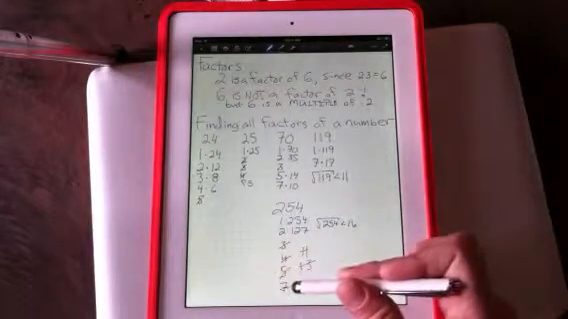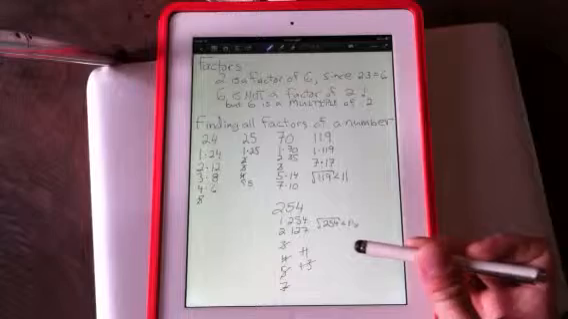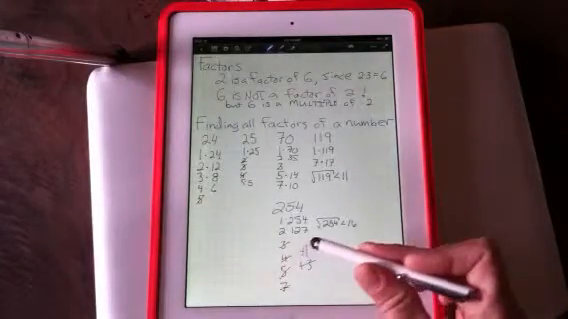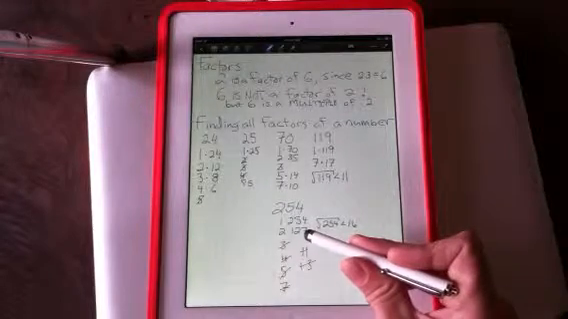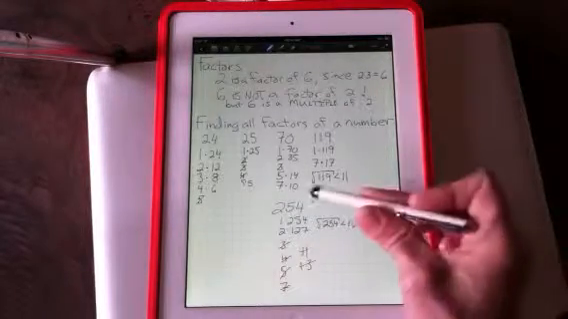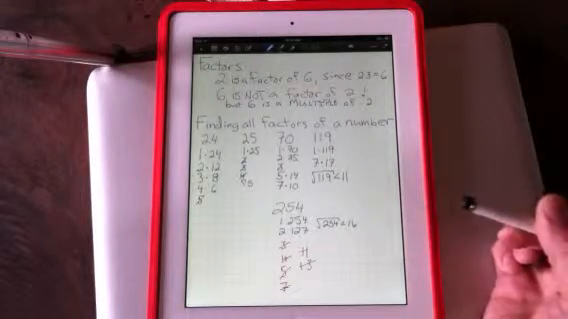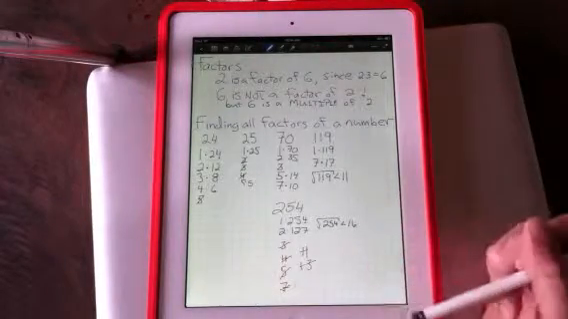14 I don't have to check because of 7. 15 I don't have to check because of 5. 16 I don't have to check because of 4. Now it feels like I could go a long way, right? 127 is a long way away. However, square root of 254 is less than 16. Check that on your calculator. So 16 is as far as I need to go.